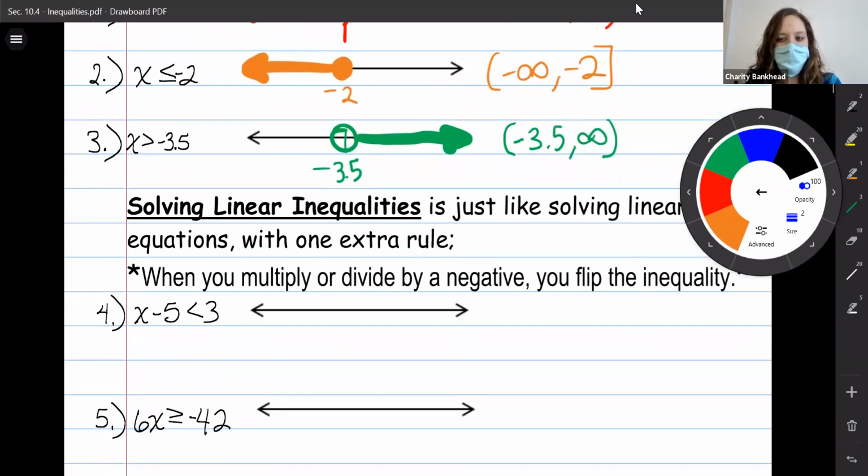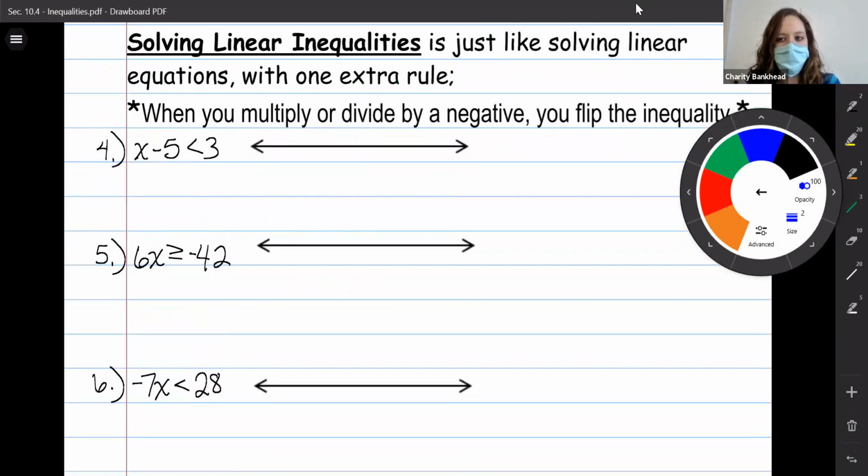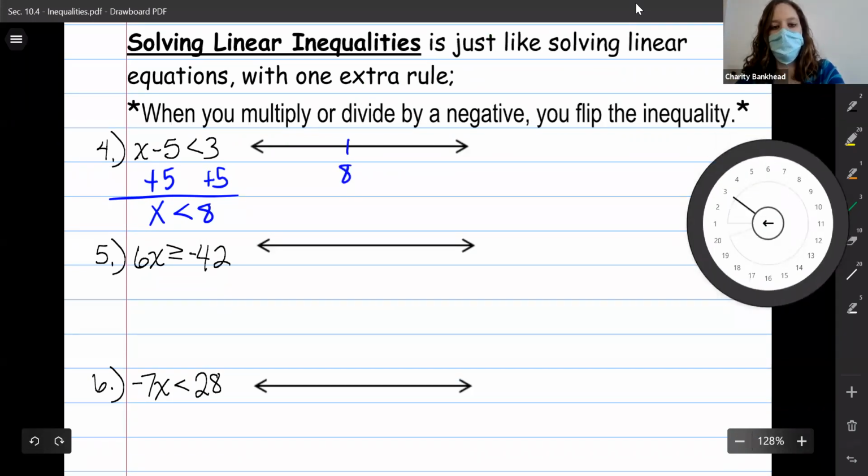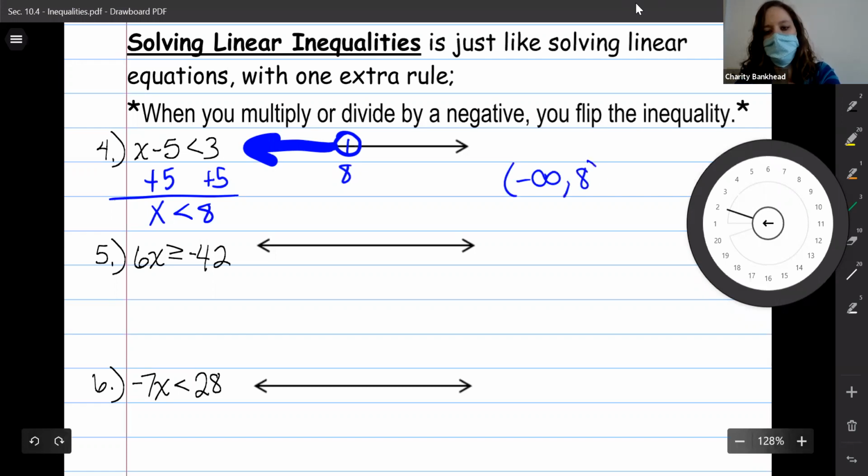On number 4, I'm going to add 5 to both sides, which gives me x is less than 8. Then I mark 8 on the number line. It's strictly less than, not less than or equal to, so I'm going to use an open circle, and less than means I'm going to shade it to the left. My interval notation will be negative infinity, comma, 8 in parentheses.